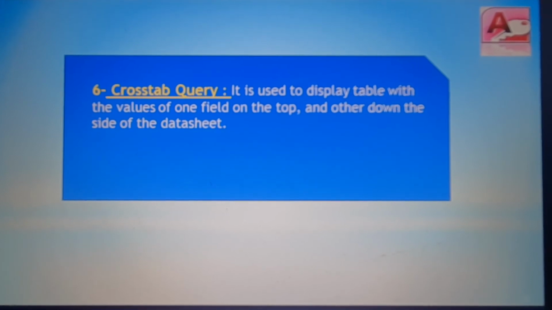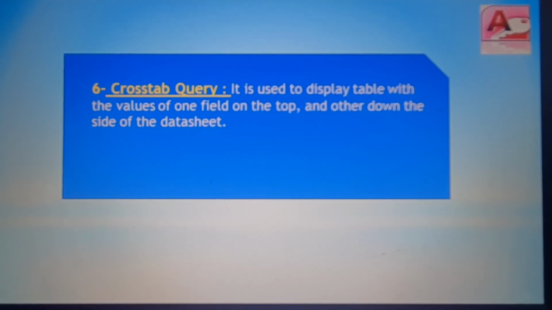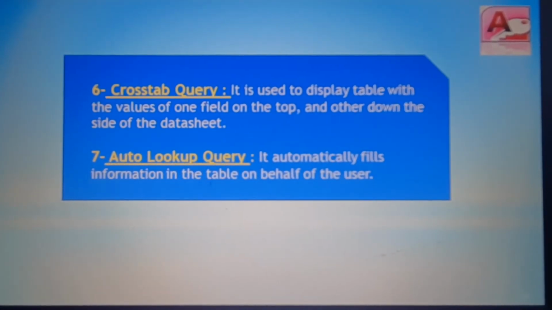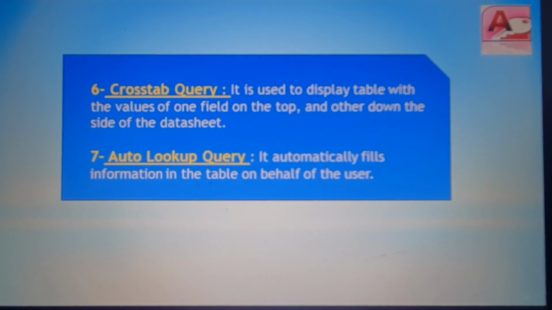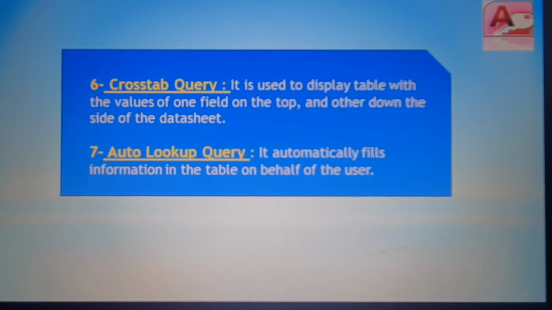Cross-tab query. It is used to display a table with the values of one field on the top and another down the side of the datasheet. The last one is auto lookup query. It automatically fills information in the table on behalf of the user.